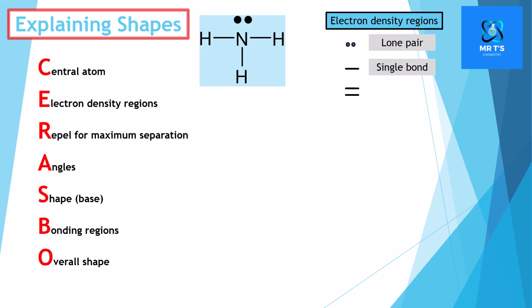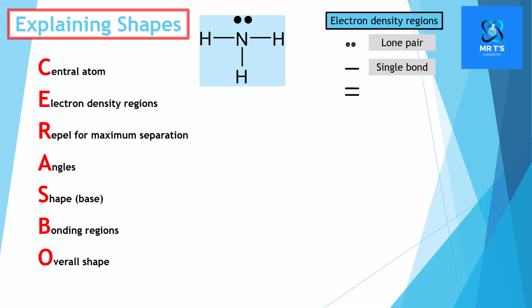Once I've covered all the first CERESBO bit, I need to say the base shape. The base shape for this is tetrahedral. That's not its final shape, but it's the framework that it's based on. Then I'm going to talk about how many of these regions around the center are actually involved in bonding, because that will influence the final overall shape, and then give the final overall shape.